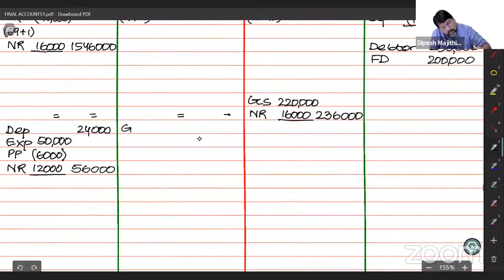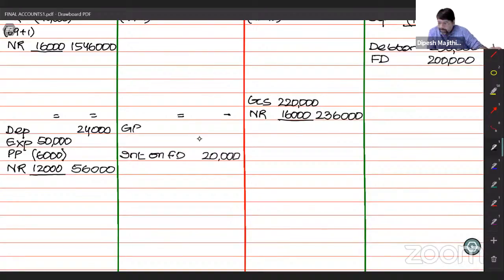Over here, I like gross profit. Interest on FD, 20,000. Cash, asset. Now, cash is given on the credit side. That means that is overdraft. It is cash and bank rather. Make cash 1,000 is given on the credit side, chart.